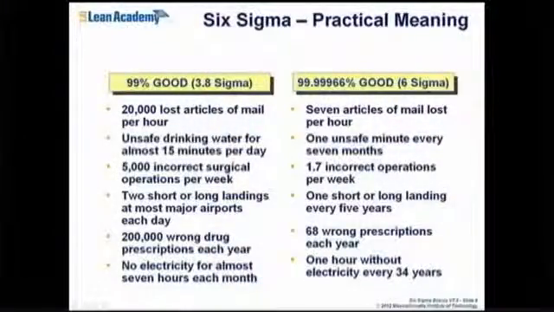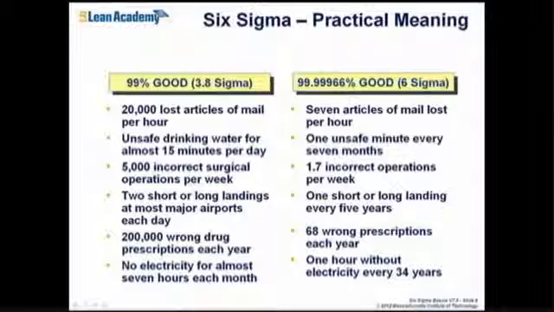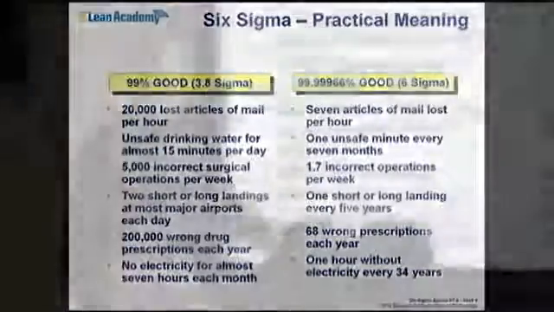So 99% you might think is good, but that's 20,000 lost articles of mail per hour, unsafe drinking water for 15 minutes, say, in this audience, 5,000 incorrect surgical operations per week, 2 short or long landings at a major airport each day, 200,000 wrong drug prescriptions a year. That's not really very good, 99%.